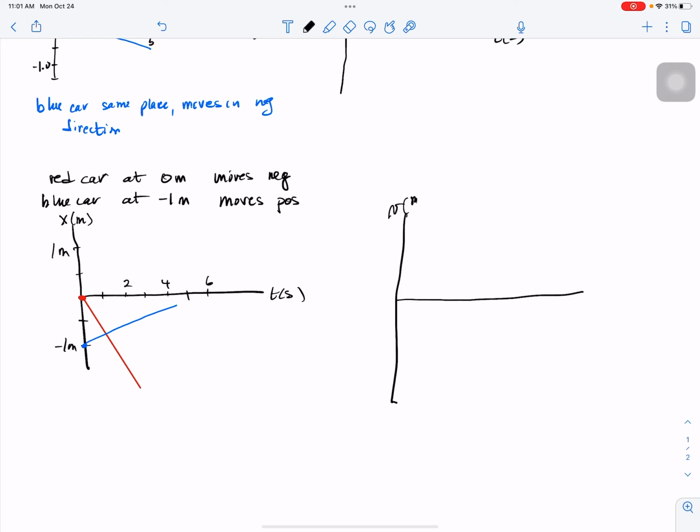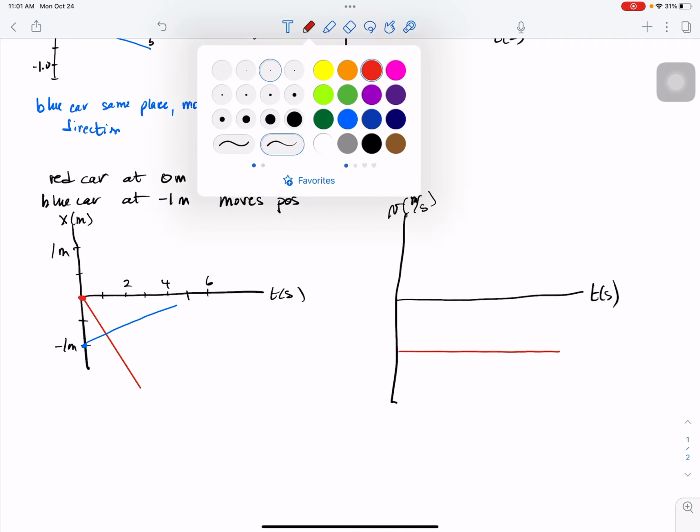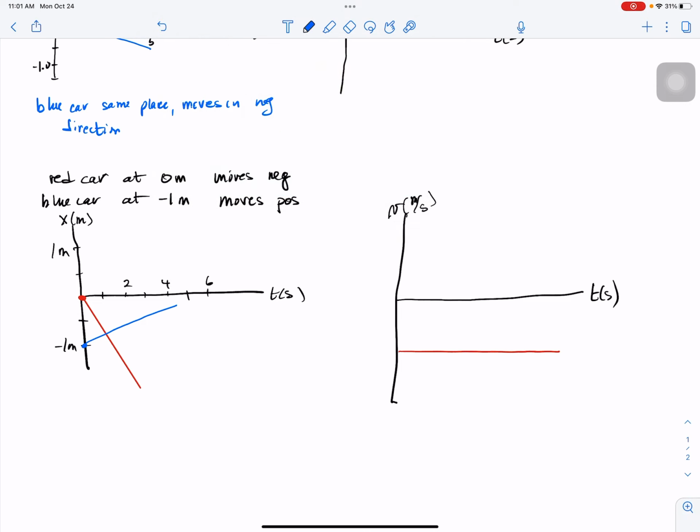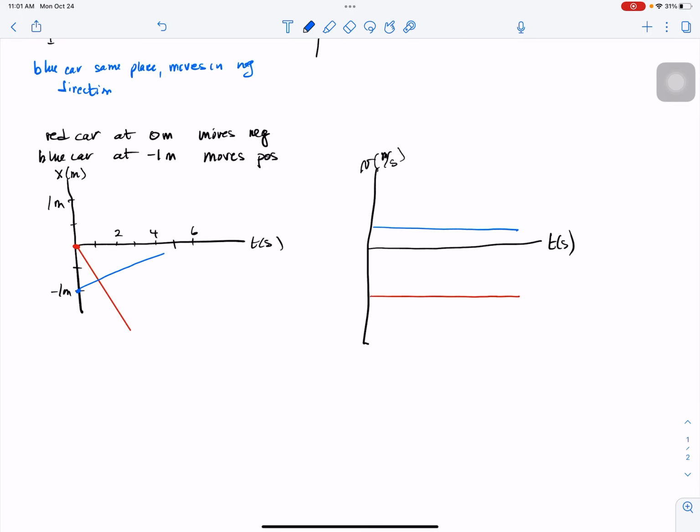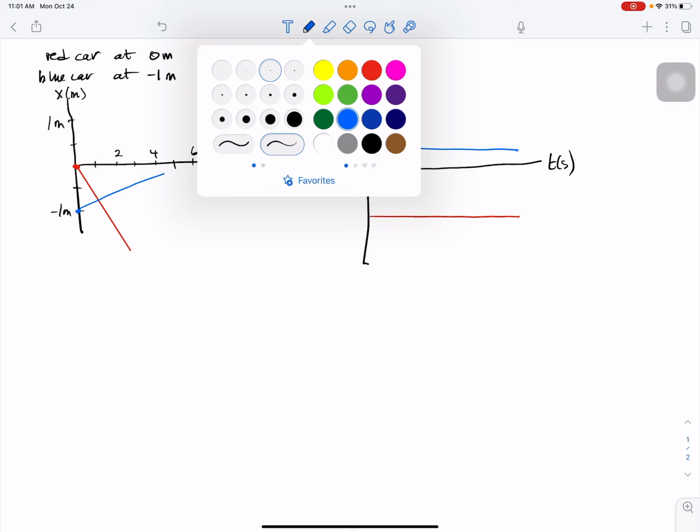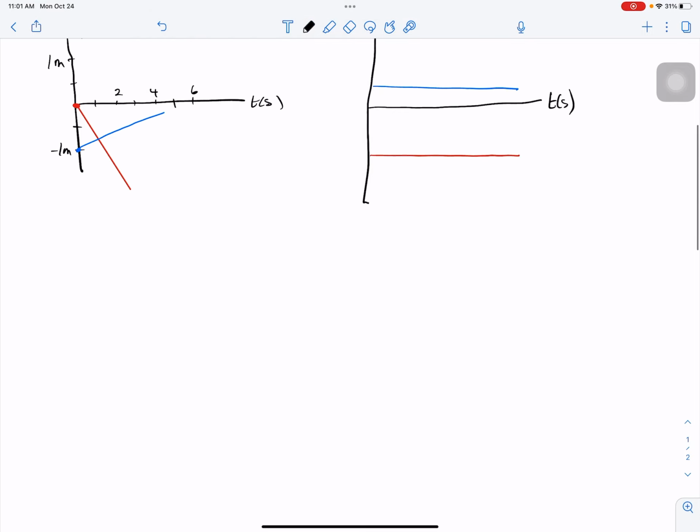Okay, velocity, meters per second. If you haven't done it, stop the video, do it now, then turn it on. All right, red car is traveling negative, and so it's going to be negative, like that. Blue car is positive and about half the speed, so it's going to look like this. So for the homework, this is absolutely sufficient. If you want to plot points, okay, this is how we would do it.